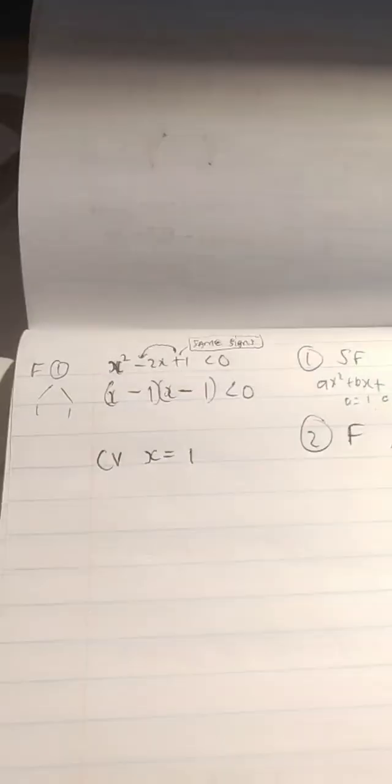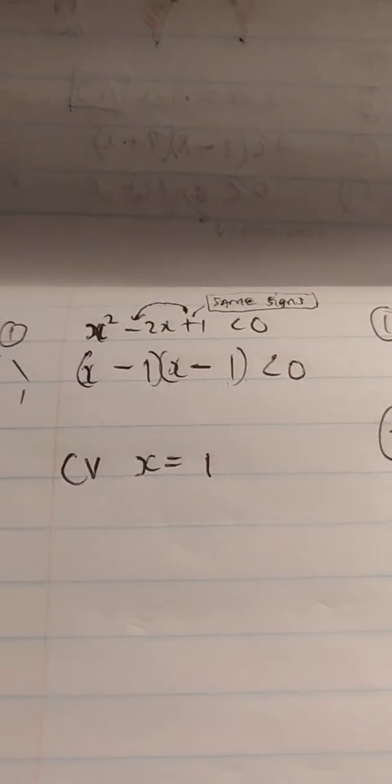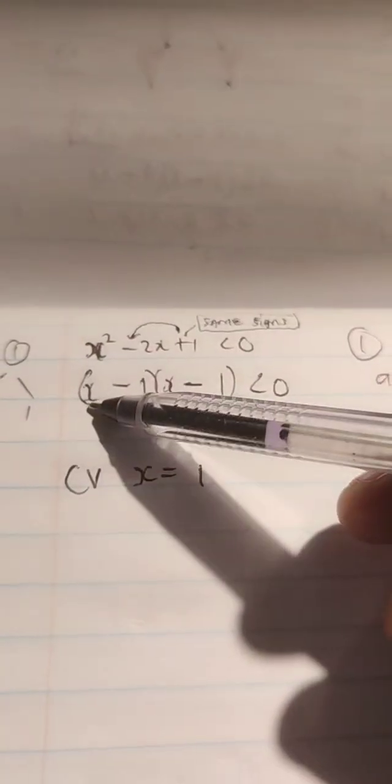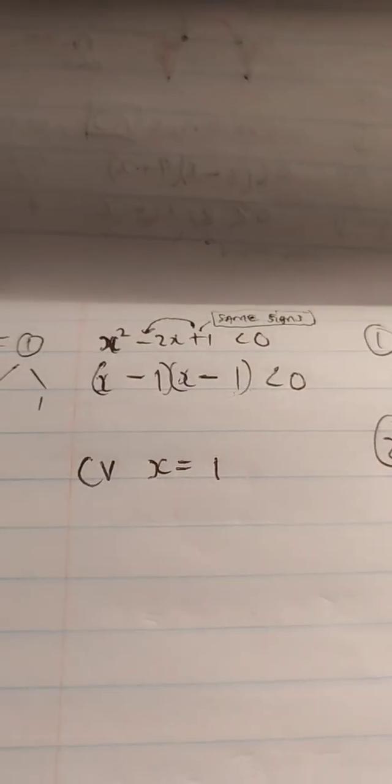Okay, critical values that we have here, we only have one critical value. What value of x when we substitute in the first bracket will lead to a 0 bracket? It's 1, but it's the same value that we substitute here which will lead to a 0 bracket. So we have one critical value.